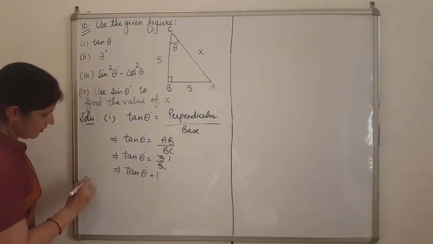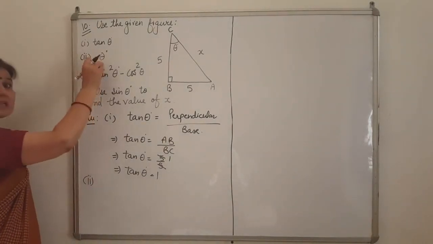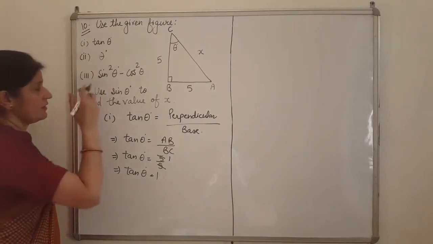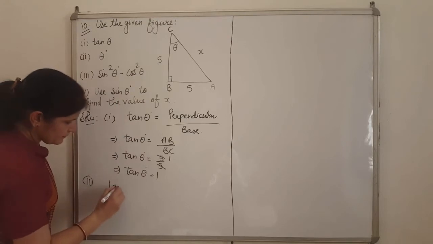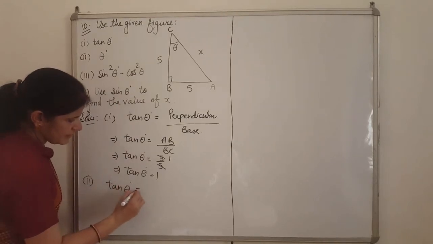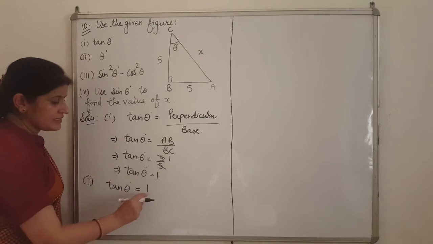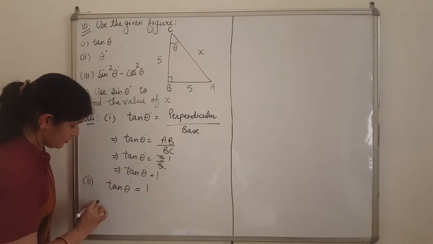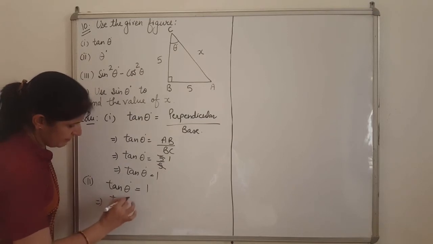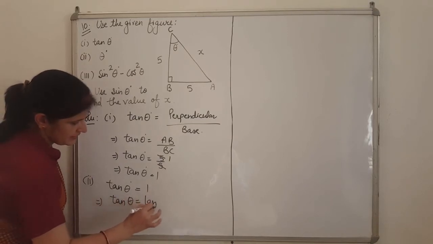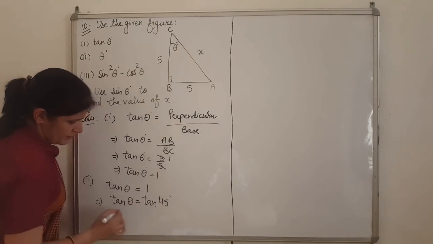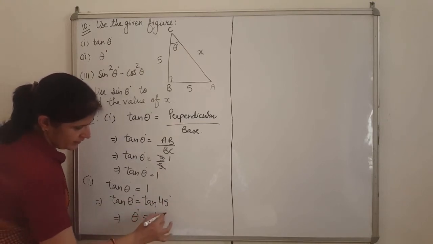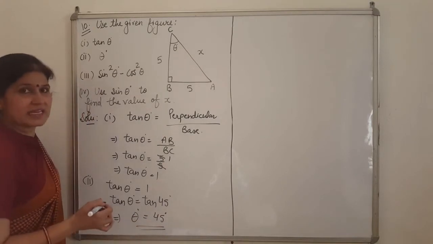In the second part, you have to find the value of theta. Means theta is 10 degrees, 20, 30? What is the value of theta here? So we'll take this part. As we have calculated, tangent theta is equal to 1. In tangent, 1 is the value of which angle? Tangent 45. So tangent theta equals tangent 45. On comparing, we get theta is 45 degrees. So this is the second part.